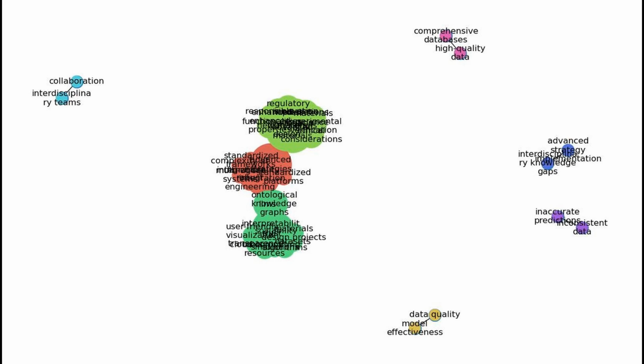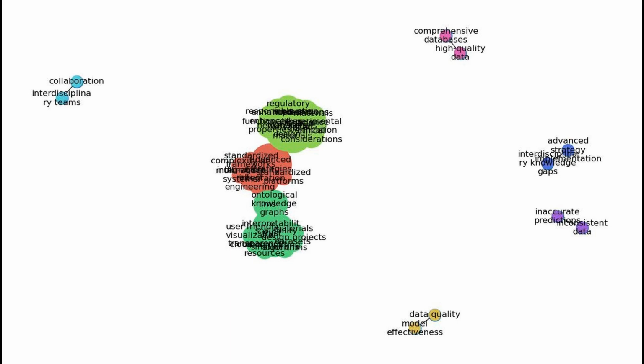2. Data quality and availability. The effectiveness of these models relies heavily on the quality and relevance of the data used. Inconsistent or incomplete data can lead to inaccurate predictions or insights. To address this, establishing comprehensive and curated databases that provide high-quality, up-to-date information in materials science could enhance the model's performance.